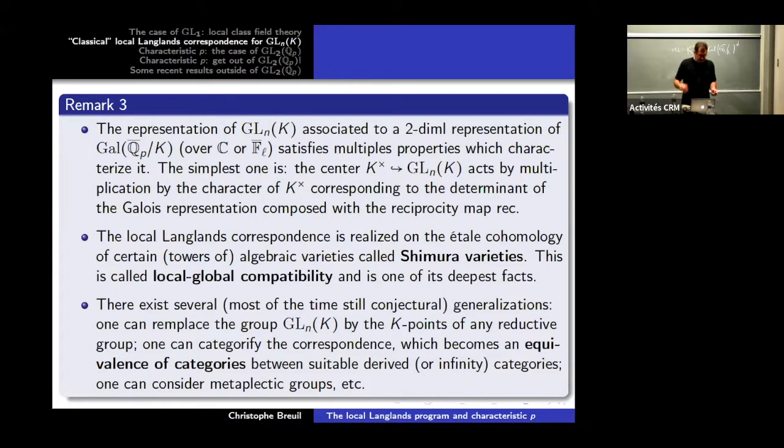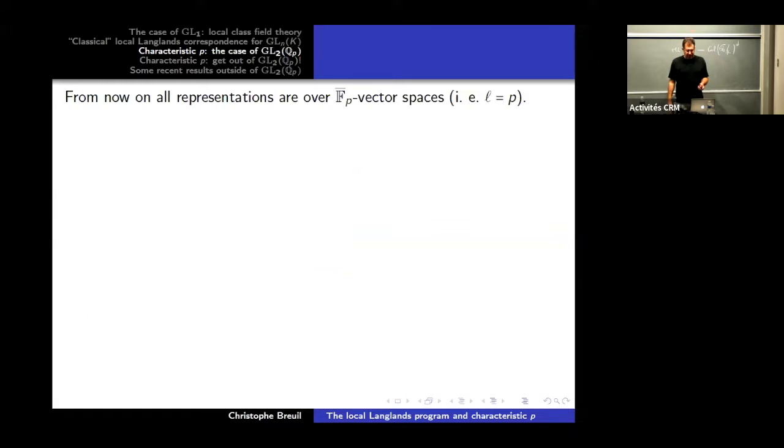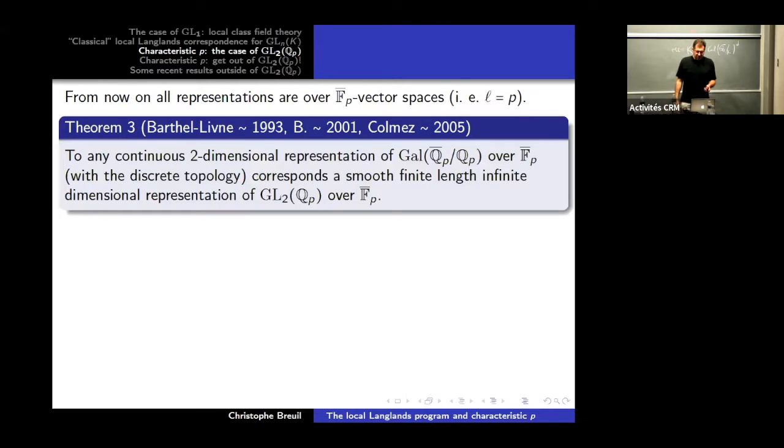So now I switch to characteristic P. I'll start with a very simple group, GL2 of Q_P, which is the simplest case. From now on, all representations will be over F_P bar vector spaces, L equals P. And the first theorem very much looks like the previous one.